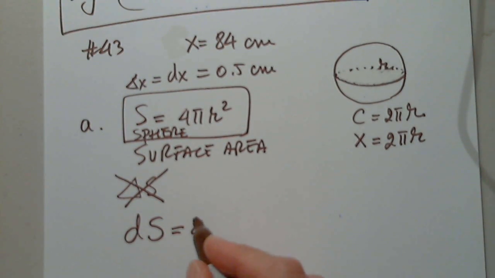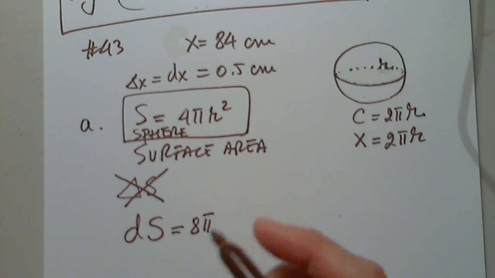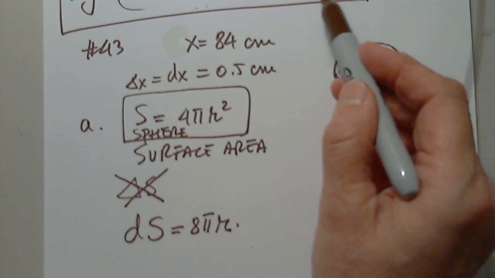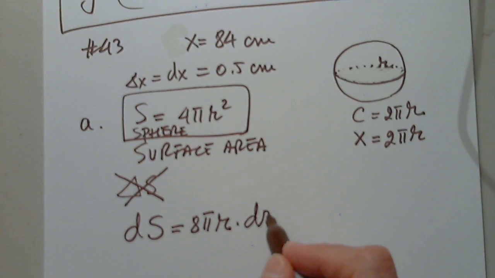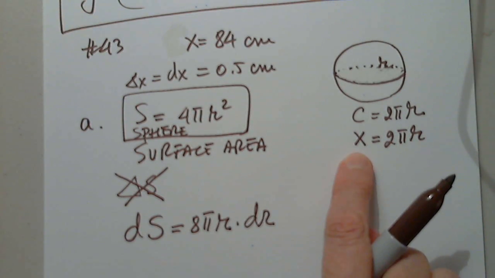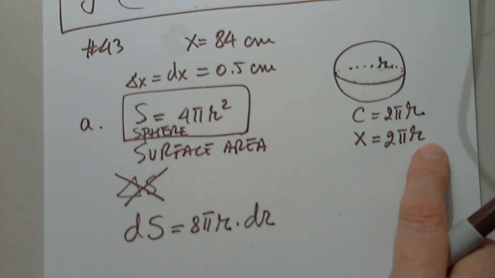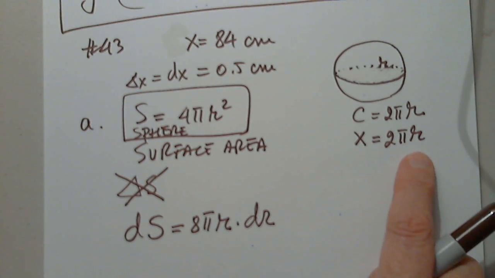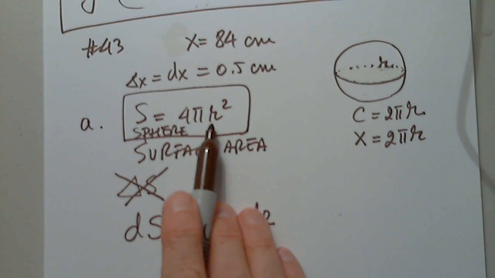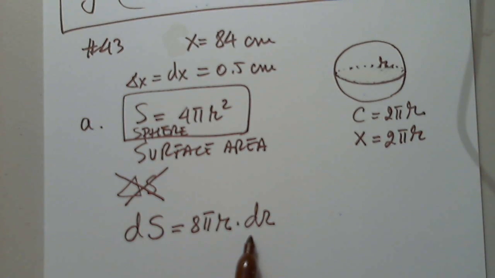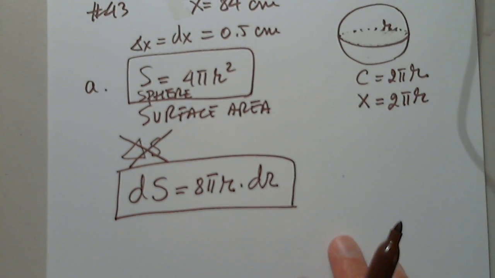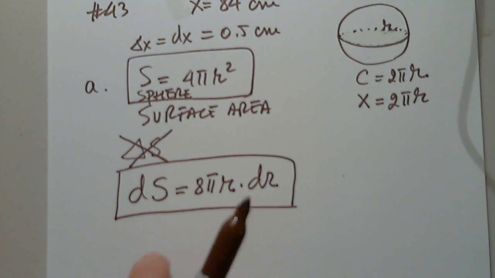4 pi times 2r, or 2r times r. So this will be the derivative, but I have to multiply by the variable. We cannot use x for the circumference and x for the radius. We used x for the circumference, then I have to use r for the radius. So this function has r in it, so that's why we multiply by dr. So this is the differential of the surface area. Okay, perfect. They want us to calculate this.